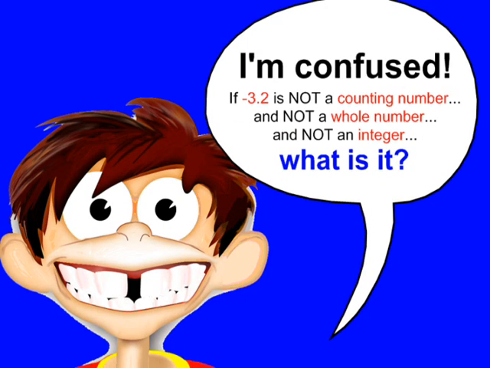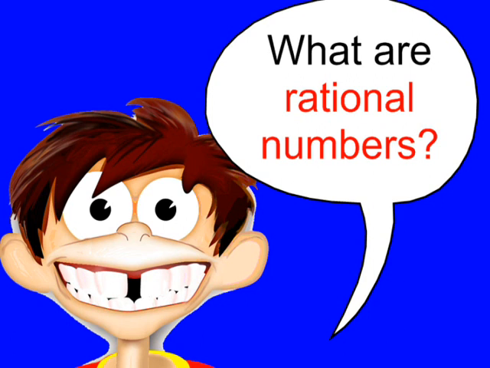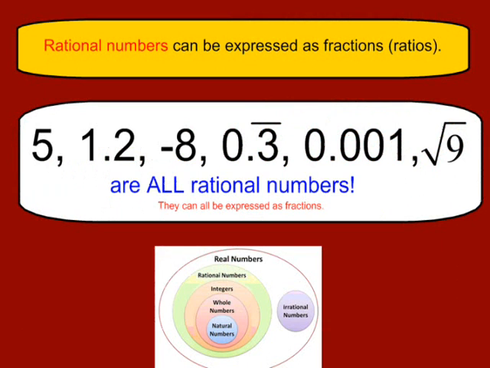Okay, I'm confused. If negative 3.2 is not a counting number, and it's not a whole number, and it's not an integer, well, what is it? Negative 3.2 is a rational number. And in 6th grade, we pretty much only work with rational numbers. Well, what is a rational number? Well, as its name implies, rational, it includes the word ratio. A rational number is any number that could be written or expressed as a fraction, as a ratio.